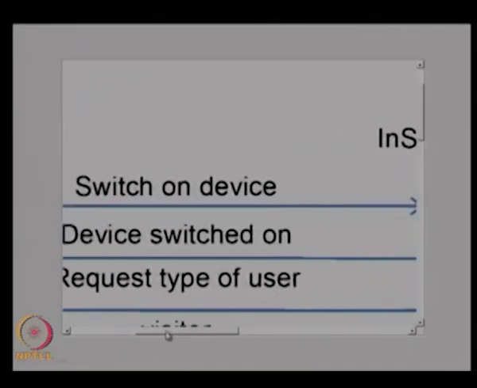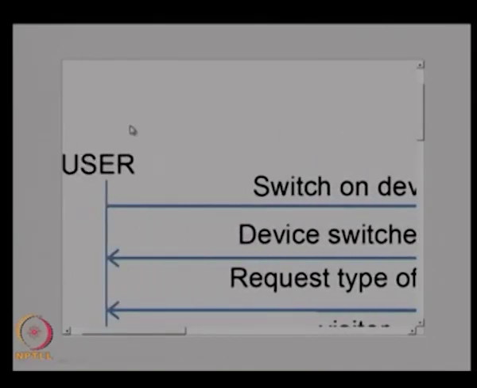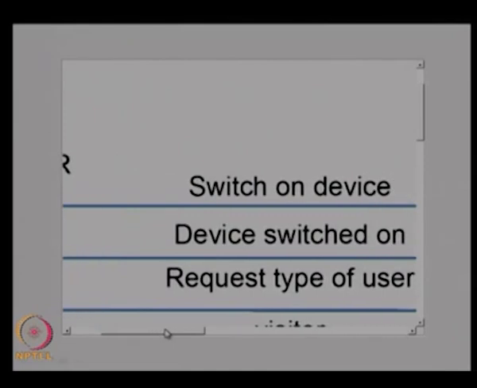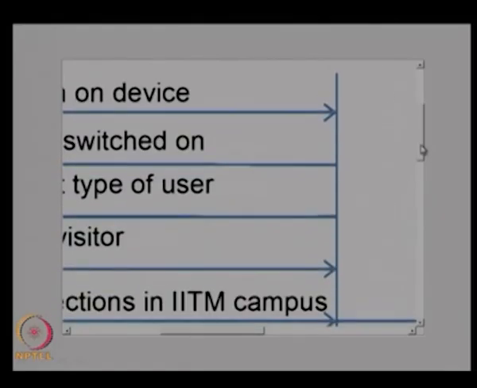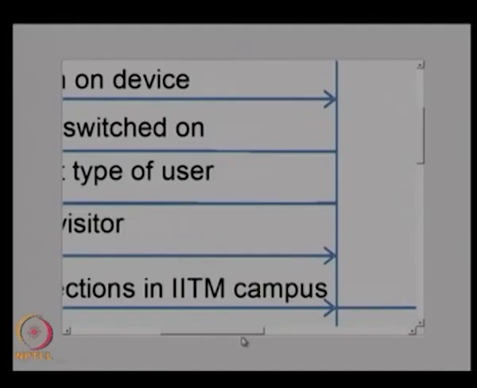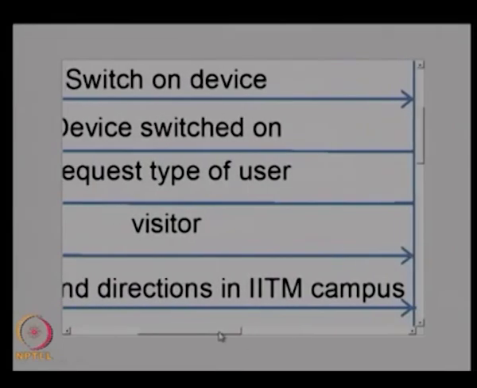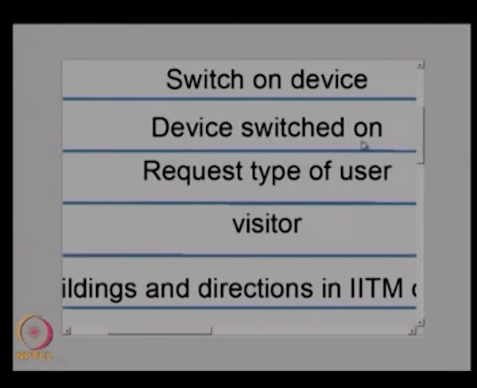So we can see what kind of input and output is going on. The user will do the switching on of the device, and then we will be getting information that the device is switched on. So this is an input to the insect, and this is an output from the insect. So you can see this is an output and this is an input. Like this we can look at all the activities whatever we explained in the previous scenarios. We can identify what kind of input is coming and what kind of output is going. So this is an output, again the information that the device is switched on.